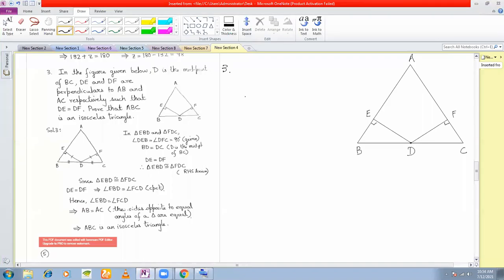So this is question number 3. This is the figure that is given to you. Let's now label what is given here. D is the midpoint of BC. So if D is the midpoint of BC, that means this length must be equal to this length.